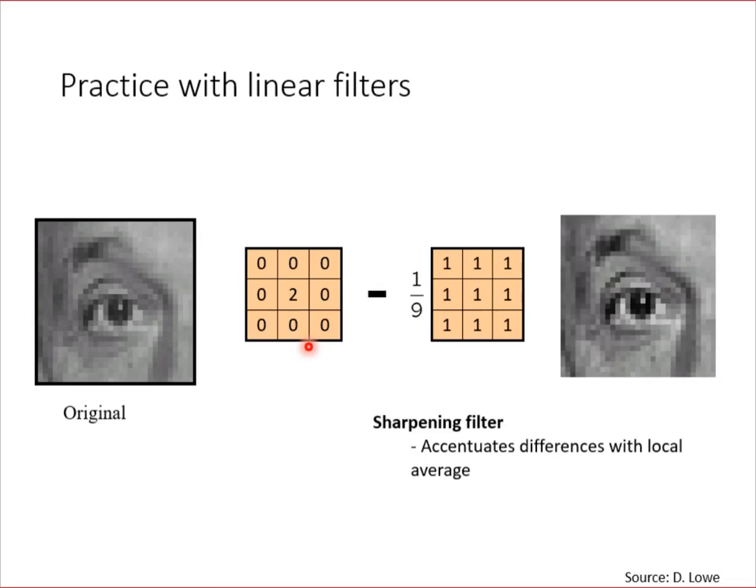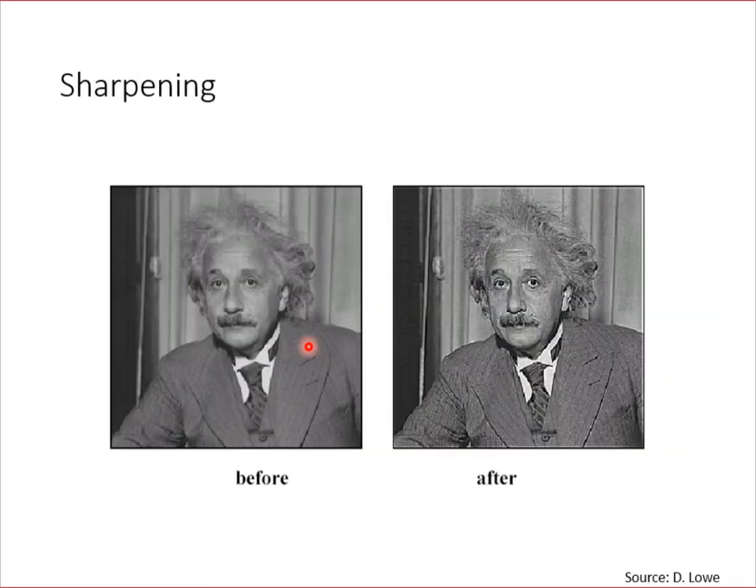When the central pixel is bright, it becomes brighter. When the center pixel is dark, it becomes darker. So we generate the enhanced or sharpened result. Then let's take a look. So this is the original input image, and this is the sharpened image.